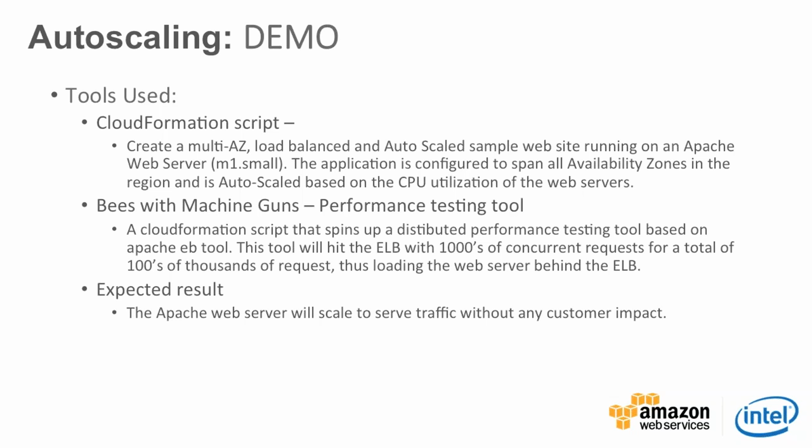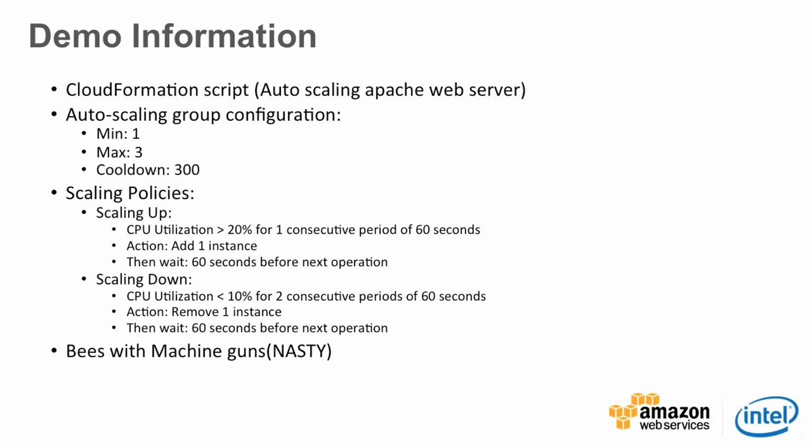What is the expected result? We are expecting that this Apache server will scale out, so you will see it scale out to multiple instances to serve traffic. What are the parameters that I'm using? I'm going to be using a minimum of 1, so there's going to be 1 Apache web server to start with. It will scale up to a maximum of 3. I've got a cooldown period of 300 seconds.